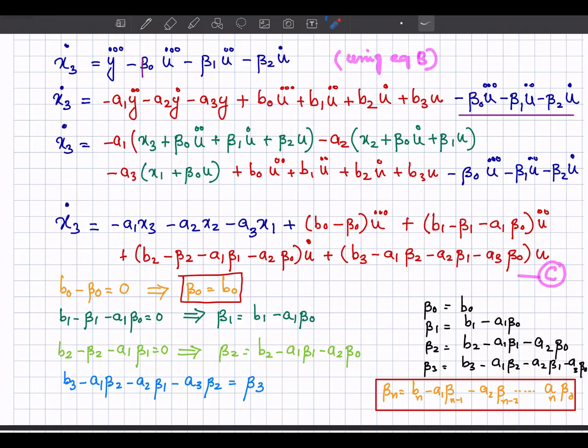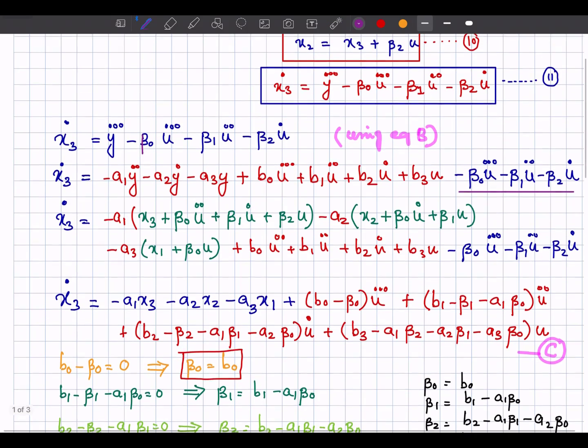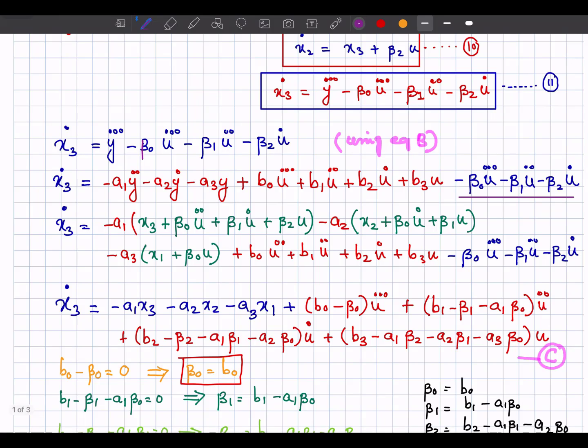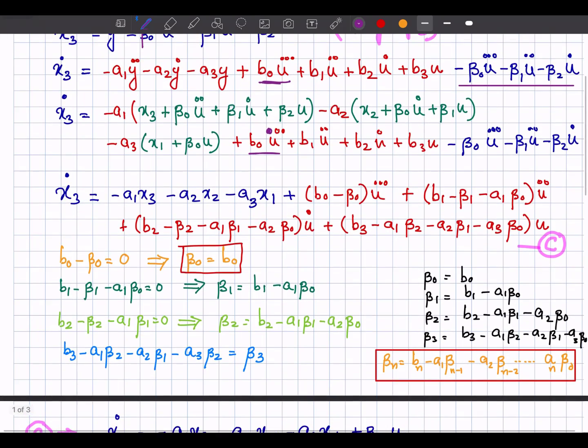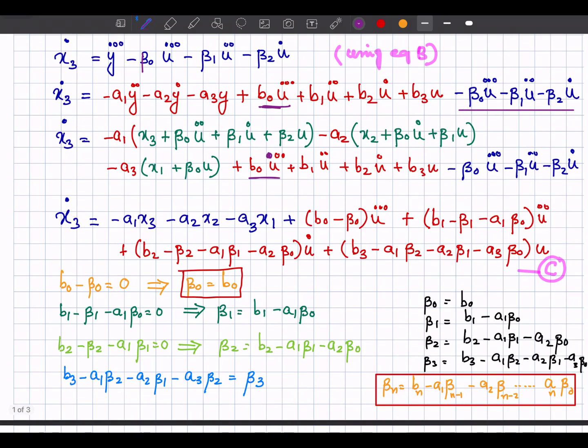Okay, so in this equation one thing that I think is missing, that is this u triple dot taken from here, b naught u triple dot and beta naught u triple dot. Okay, so now b naught u triple dot and beta naught u triple dot, combining them together in one term.